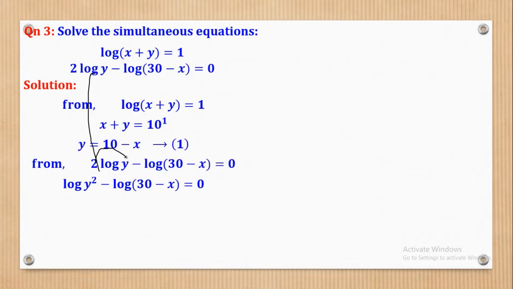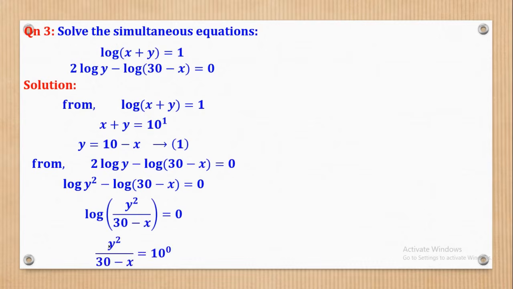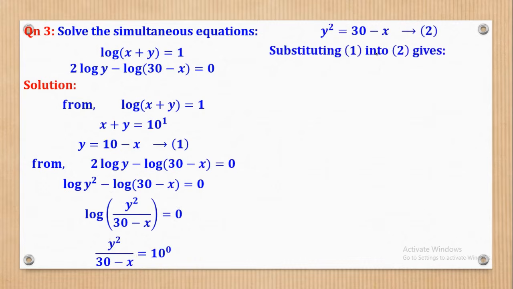these two will go up to become log y squared. And because of this subtraction, it becomes division. Therefore this is equal to 10 to the power 0, and then number to the power 0 is 1. Therefore y squared is equal to 30 minus x. Now substituting equation 1 into equation 2, bring this value here, you'll be able to come up with that.